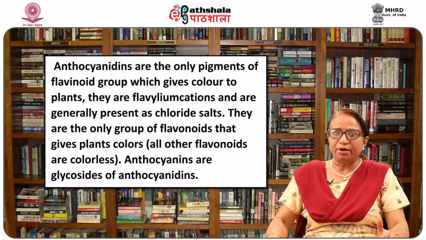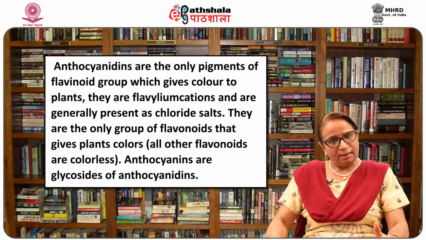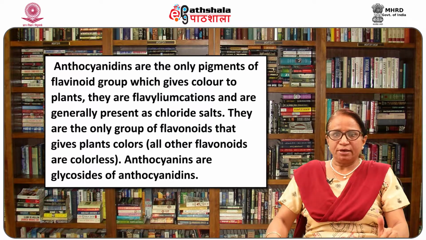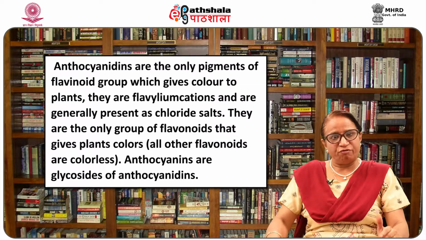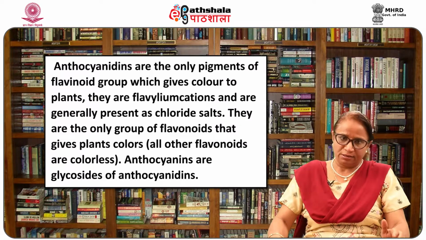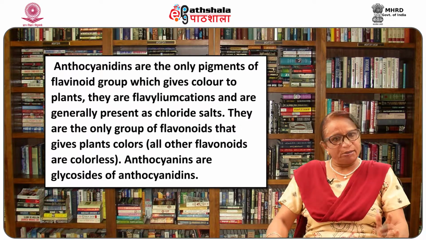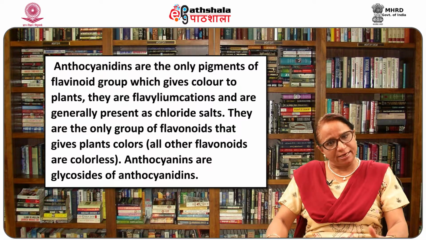Anthocyanidins are the only pigment of the flavonoid group which gives color to plants. They are flavylium cations and are generally present as chloride salts. They are the only group of flavonoids that gives plants colors. All other flavonoids are colorless. Anthocyanins are glycosides of anthocyanidins.